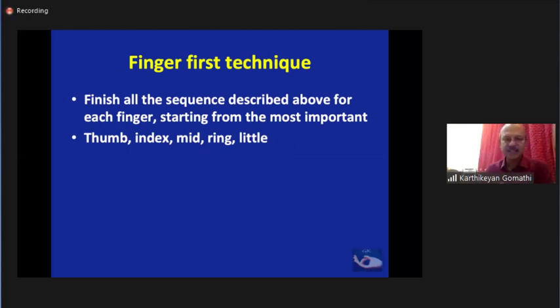Now, the finger first technique is to finish all the sequence described above for replantation for each finger. First do the index finger, then do the middle finger, finish the middle finger, then do the ring finger, then lastly do the little finger. So this is called the finger first technique. So the priority: thumb, index, mid, ring, and little fingers in this order.